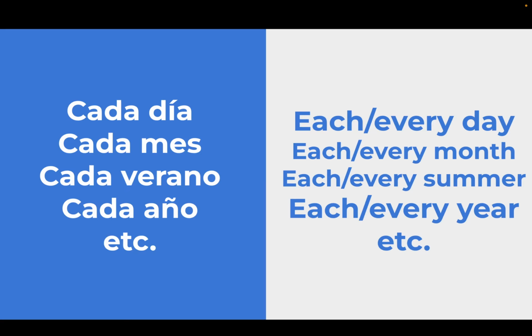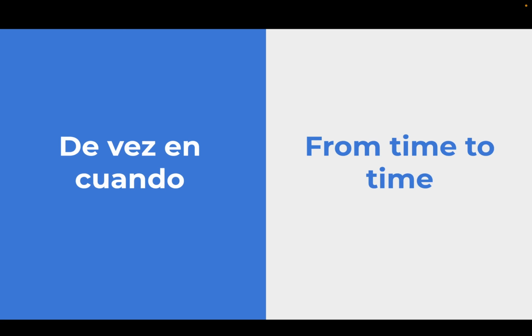Anytime you put cada in front of a time sequence, so cada día, cada mes, cada verano, cada año, it's referring to a time that you did something over and over, every day, every month. So it lets us know that it's a repetition. We're probably going to use the imperfect tense. De vez en cuando, from time to time, I went to my grandma's house.